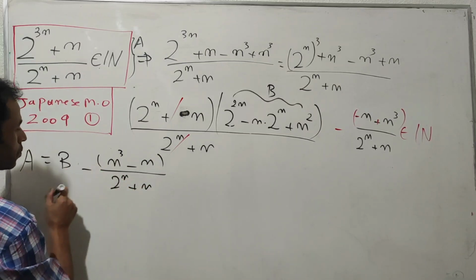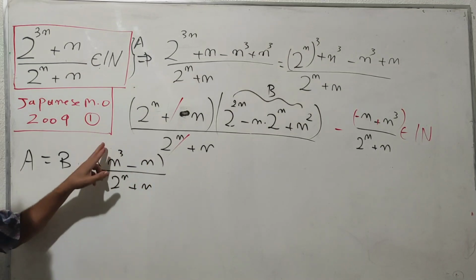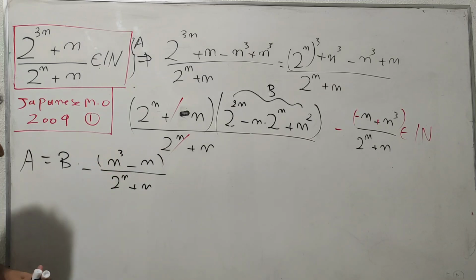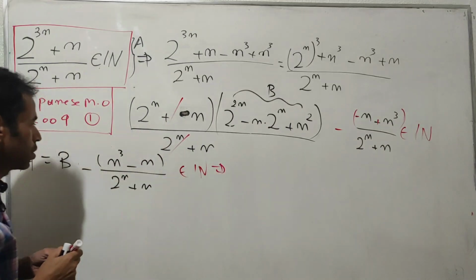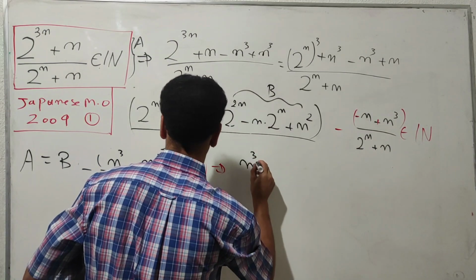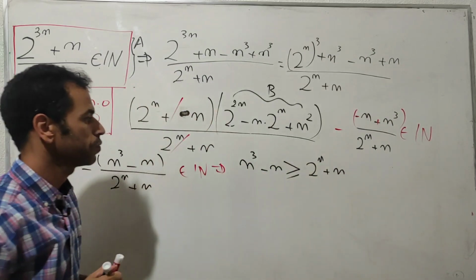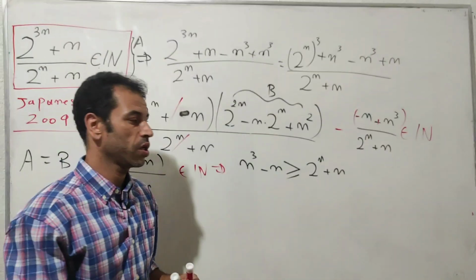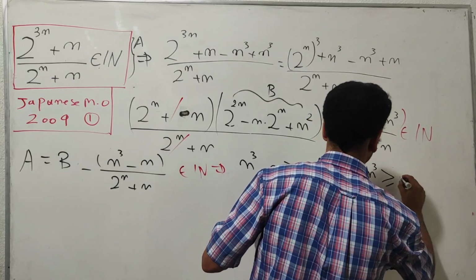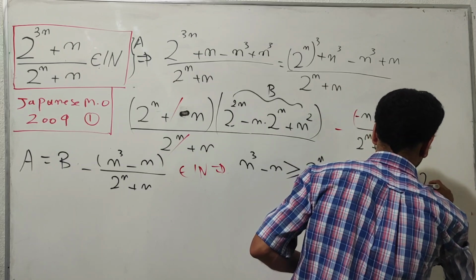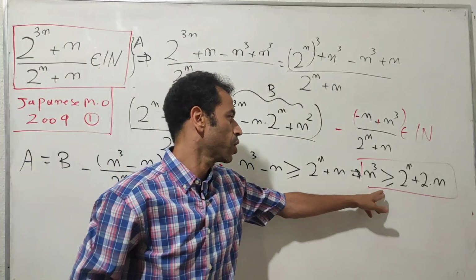Okay, don't let this minus sign confuse you, because we are comparing just numerator and denominator. This is the important thing here. So in order to get this one as an integer, it implies n cubed minus n must be greater than or equal to 2 to the n plus n. Now let's move this minus n to the other side. So I get n cubed greater than or equal to 2 to the n plus 2n. So we get to this inequality now.